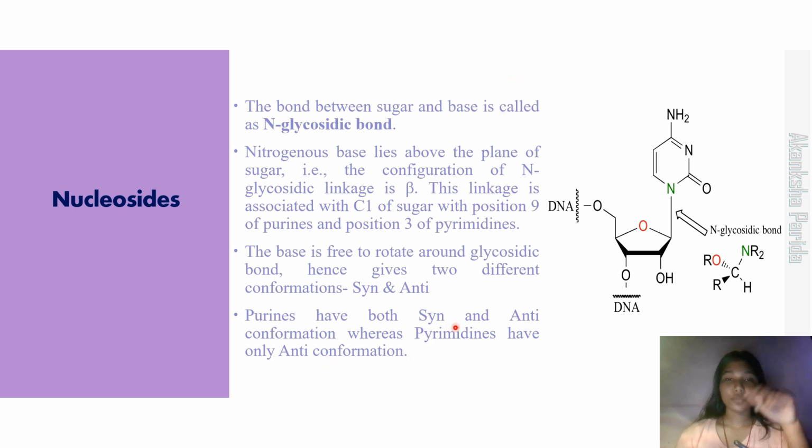This is due to the steric hindrance or steric interference between the oxygen at C2 position and the C5 position. Actually, pyrimidines are large and close to the sugar when they are in syn conformation. So this leads to steric repulsion. It causes crowding. So that's why syn conformation is not preferred.